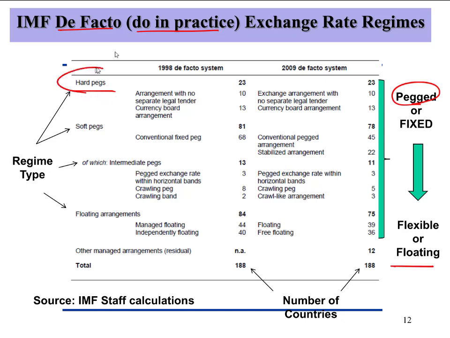So hard pegs. Soft peg, they fix their exchange rate and they try to maintain certain bands. The pegged exchange rate with horizontal bands, and there are systems called crawling peg and crawling band, which allow some fluctuations sometimes. If you are interested in this one, just take a look at Baker-Hardwick chapter 5.